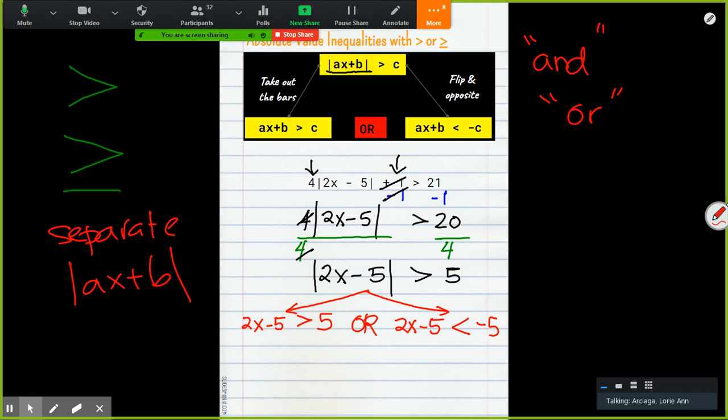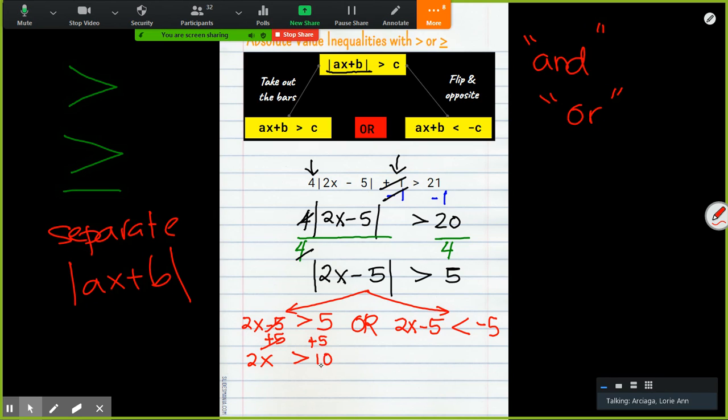We're going to solve. So when you solve from here, I need your help again. You're going to help me in the chat. So you're going to add 5, right? And you're also going to add 5. Okay, so what's going to happen? They will cancel out. And you get 2x is greater than 10.